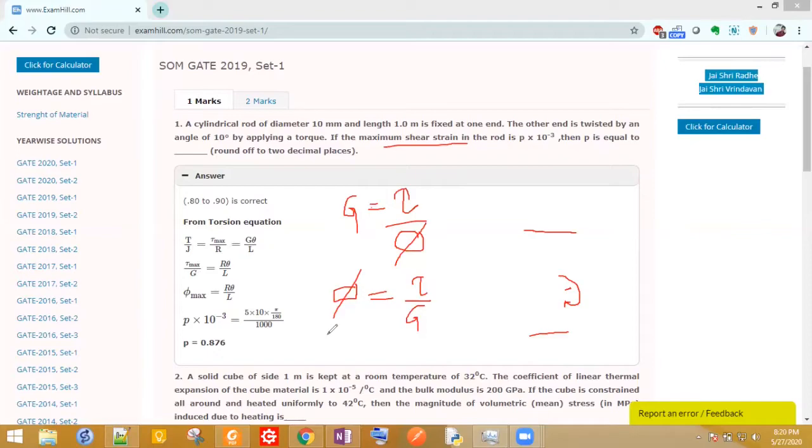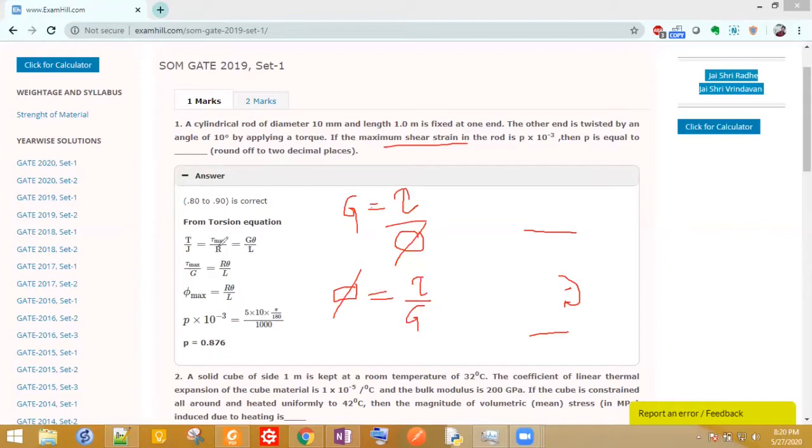Ajit, Sunil, both of you are clear up to this point? Yeah, clear. Very good. So in this question, we need the value of shear strain. And how do we get this? By dividing shear stress by shear modulus.